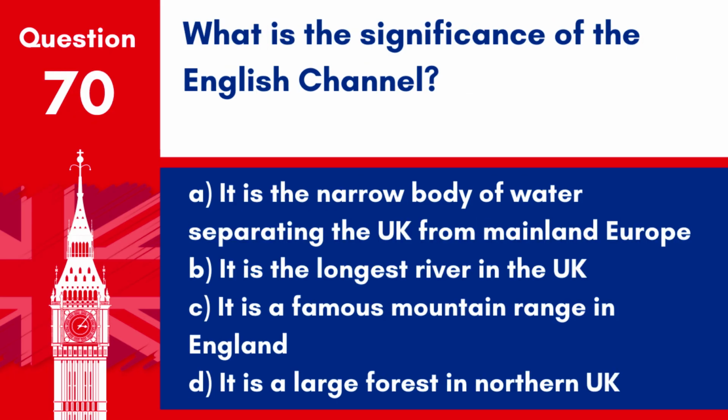Question 70. What is the significance of the English Channel? A. It is the narrow body of water separating the UK from mainland Europe. B. It is the longest river in the UK. C. It is a famous mountain range in England. D. It is a large forest in northern UK.